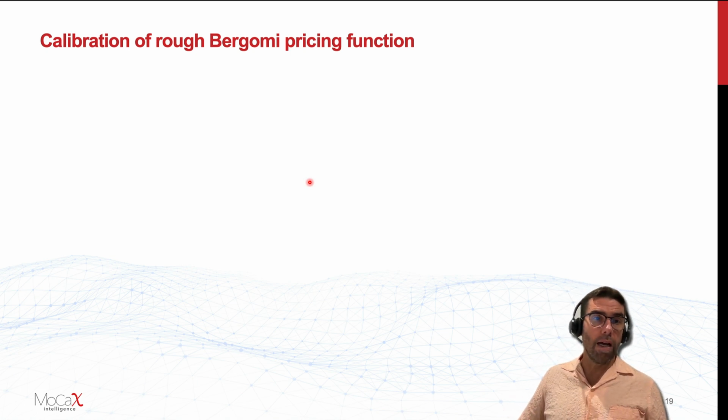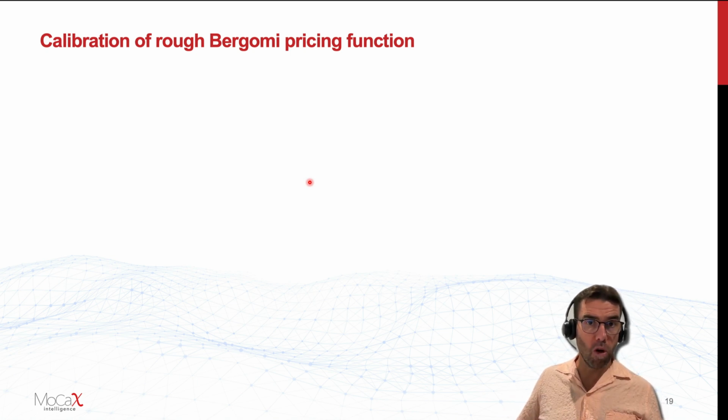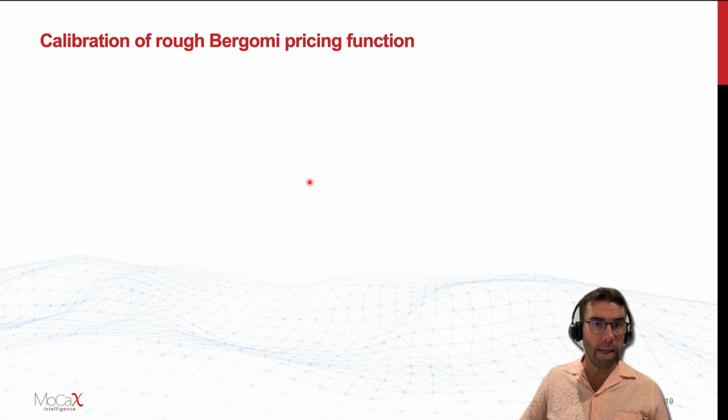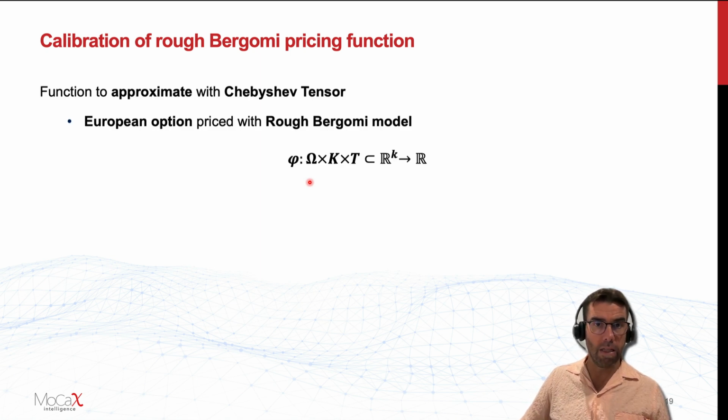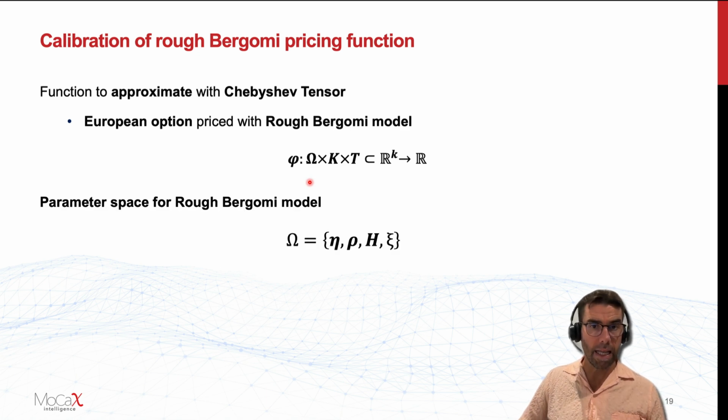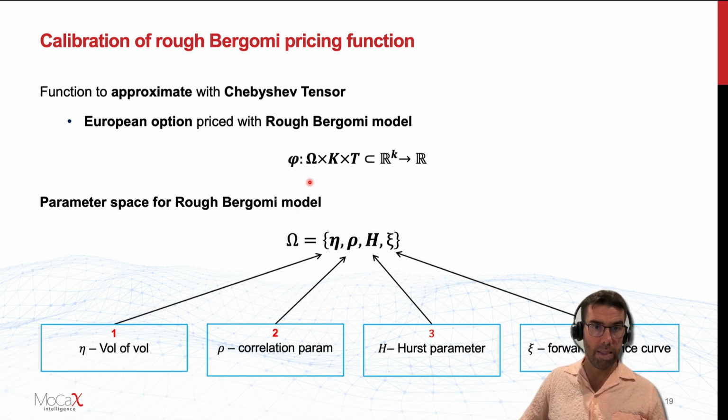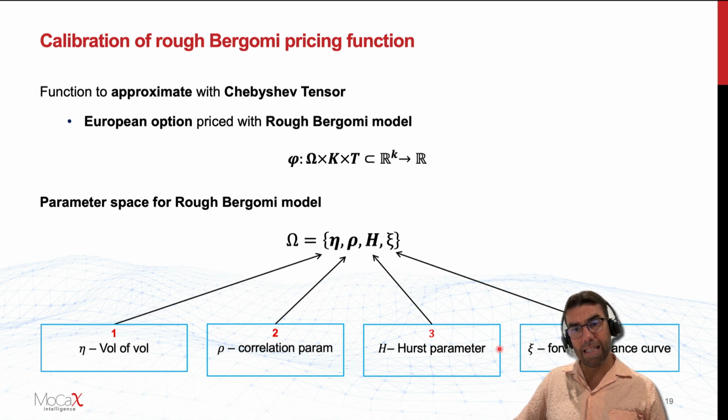We are going to use a rough volatility Bergomi model in order to test all these methodologies. So let's talk about the Bergomi model for a second. A Bergomi model is defined by the following parameters. First of all, we have a vol of vol, then we have a correlation parameter, then we have a Hurst parameter, and then we have a forward variance curve.